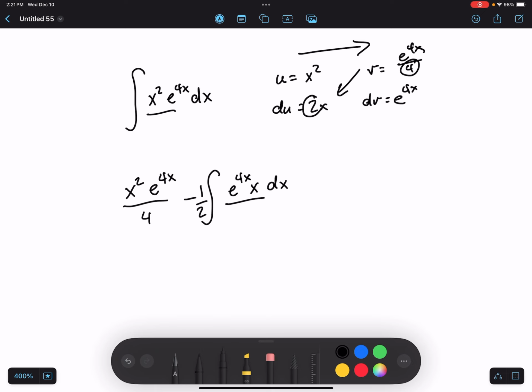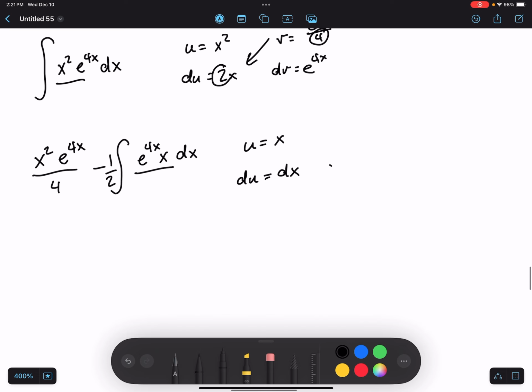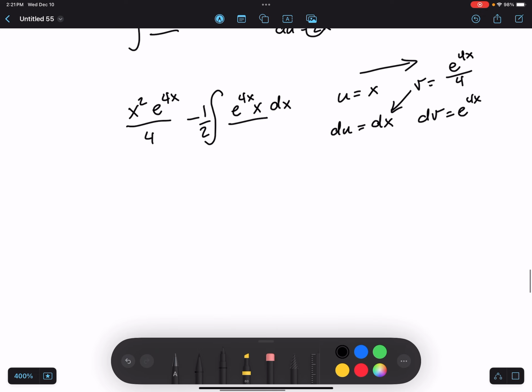And now we've got once more another product where we can let u equal x. The derivative of u is then the derivative of x. And then dv will equal e⁴ˣ again, which we've already integrated here. So v is e⁴ˣ over 4 once again. And because it's integration by parts a second time now, we'll go across the top and then down over. We'll rewrite all of this.